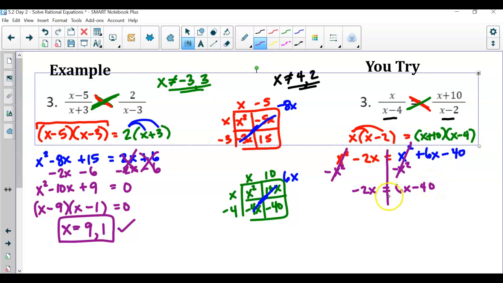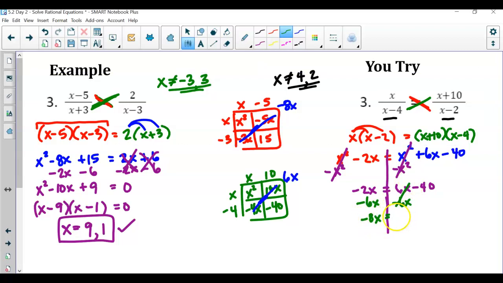Now I'm ending up really just solving a linear equation. I'm going to gather my variables, so I'm going to subtract 6x from both sides of my equation. Here now you have negative 8x is equal to negative 40. Then divide both sides by negative 8. You should have gotten x is equal to positive 5. Now, before we say that x is equal to 5 is our answer, is it an extraneous solution? No, 4 and 2 were. So x is equal to 5. That is our solution.